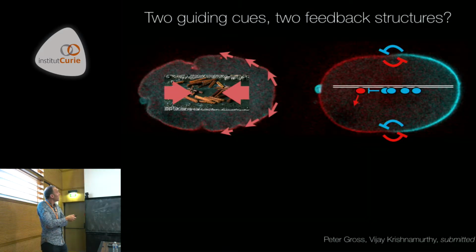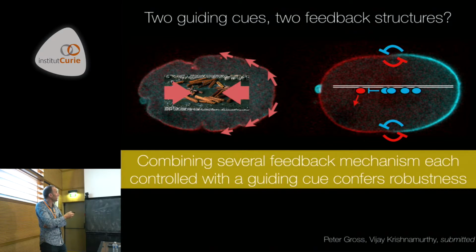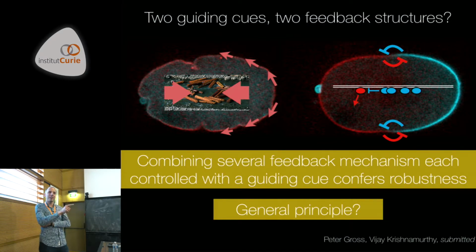All right, and the last thing I want to say here is that, as I just told you before, there are really two types of feedback here. There's this mechanochemical feedback, there's this double negative feedback, there's Turing-like negative feedback, and there are two guiding cues. And of course, this is just a hypothesis. We like to think now that maybe that's a general principle. If you have multiple feedback structures in a pattern forming system, it might be a good idea to control each one of them with its separate cue to robustly achieve polarization.